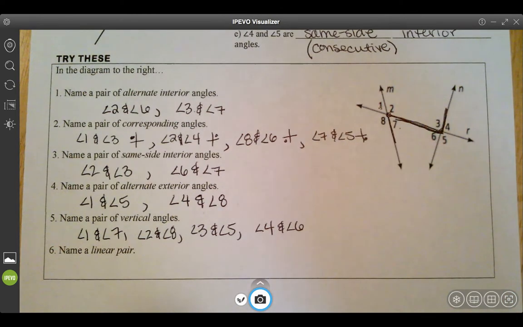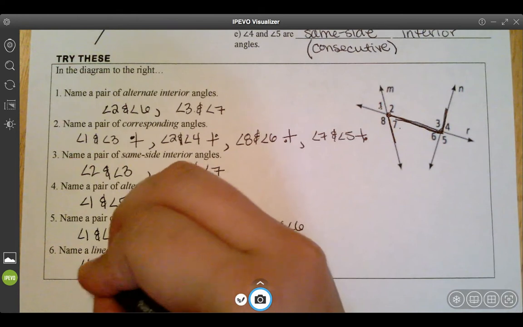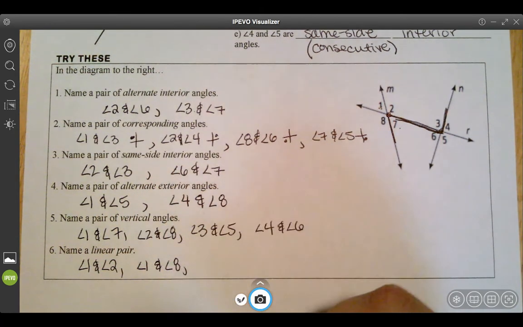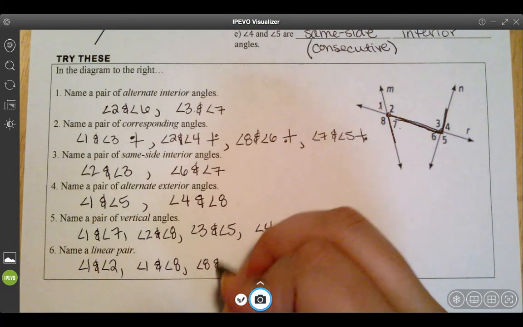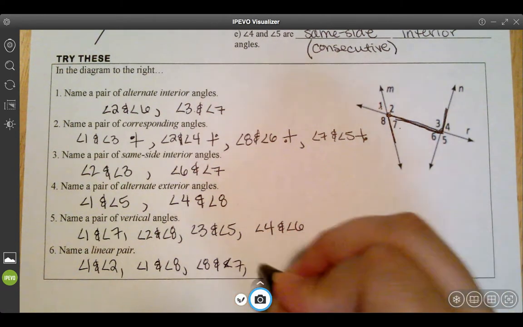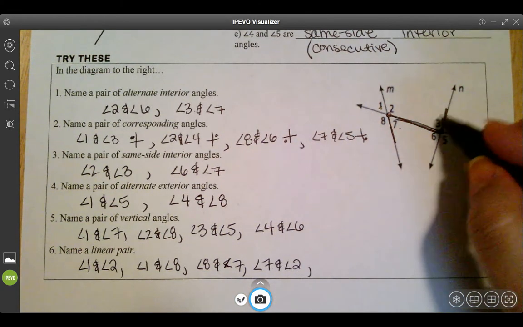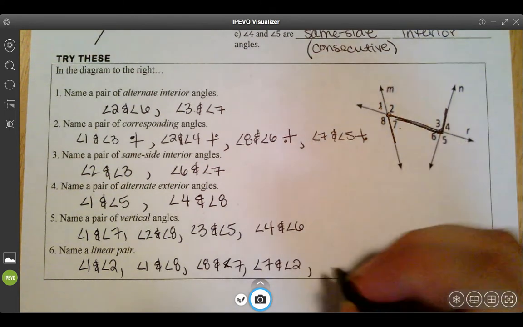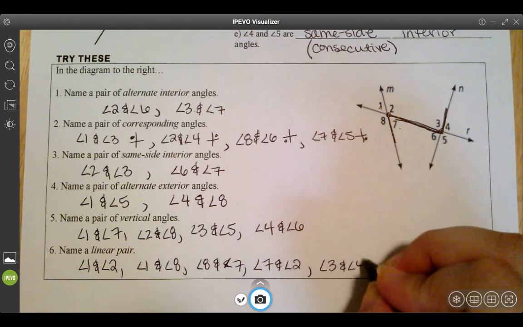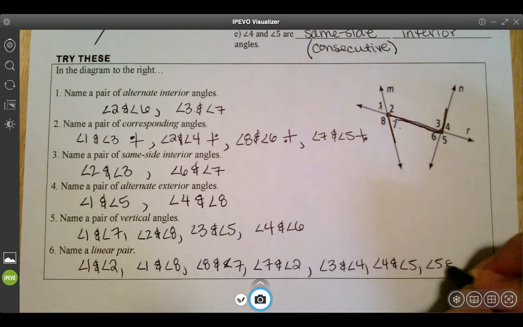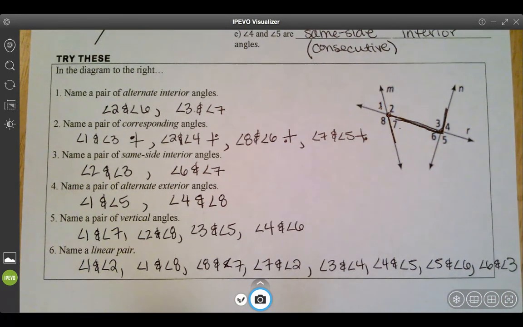So we have many linear pairs here. We have angle 1 and angle 2. We have angle 1 and angle 8. We could do angle 8 and angle 7, or angle 7 and angle 2. And then we also have linear pairs on our other point of intersection, angle 3 and angle 4, angle 4 and angle 5, angle 5 and angle 6, or angle 6 and angle 3. Okay, so all of those are options for a linear pair.